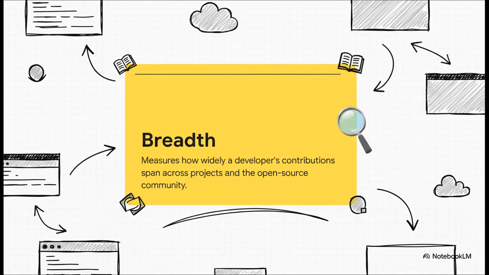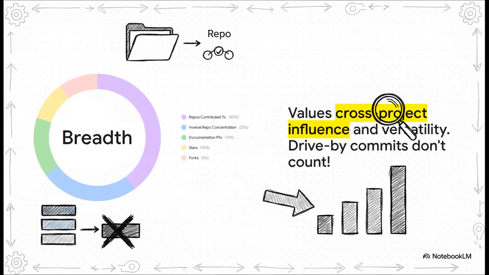This dimension is designed to capture your impact beyond just a single code base. Are you versatile? Do you contribute to the wider community? It's measuring things like how many different repositories you're active in. And I spotted another one of those super smart anti-gaming measures here.